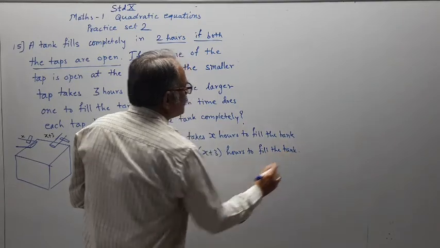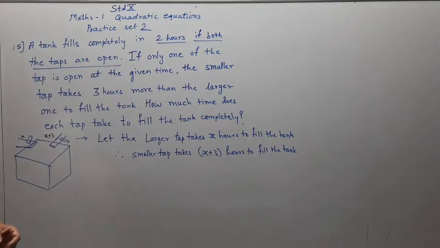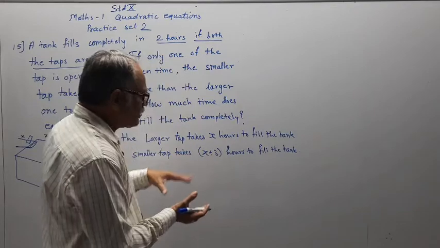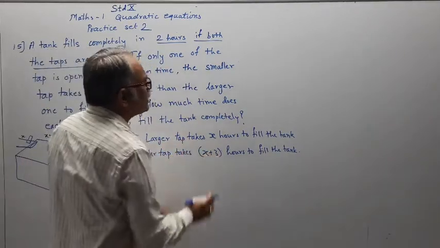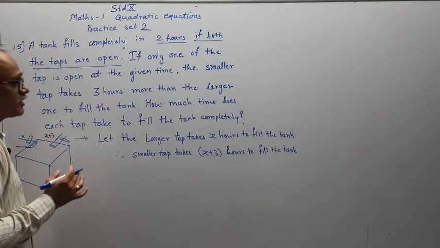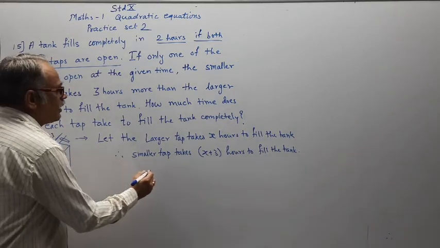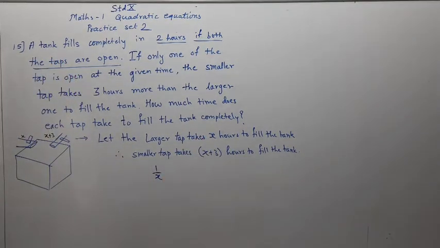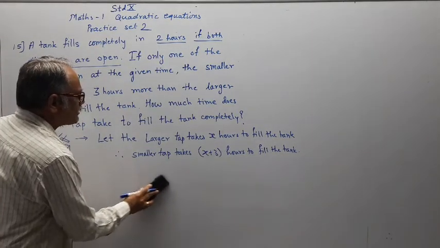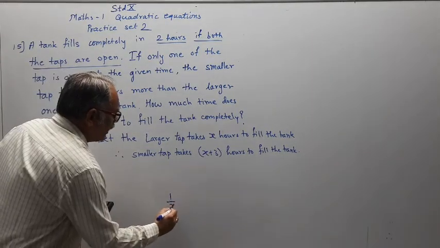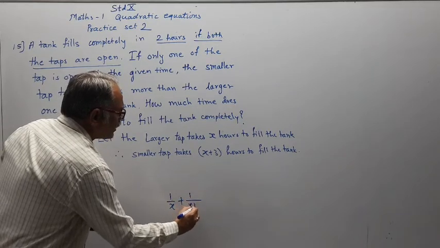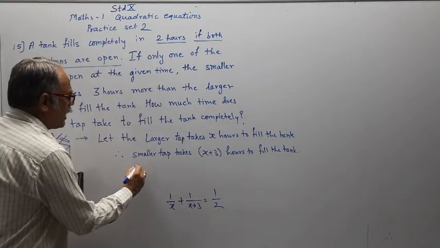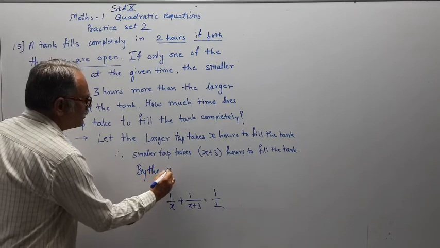Now, such type of sums we have already solved. When the larger tap takes X hours to fill the tank, in 1 hour it will complete 1 by X, 1 upon X part. And in 1 hour the smaller will fill 1 upon X plus 3. Together they require 2 hours. So in 1 hour how much will they fill? 1 by X by bigger, 1 by X plus 3 by smaller, and as it requires 2 hours, in 1 hour it will fill 1 upon 2.